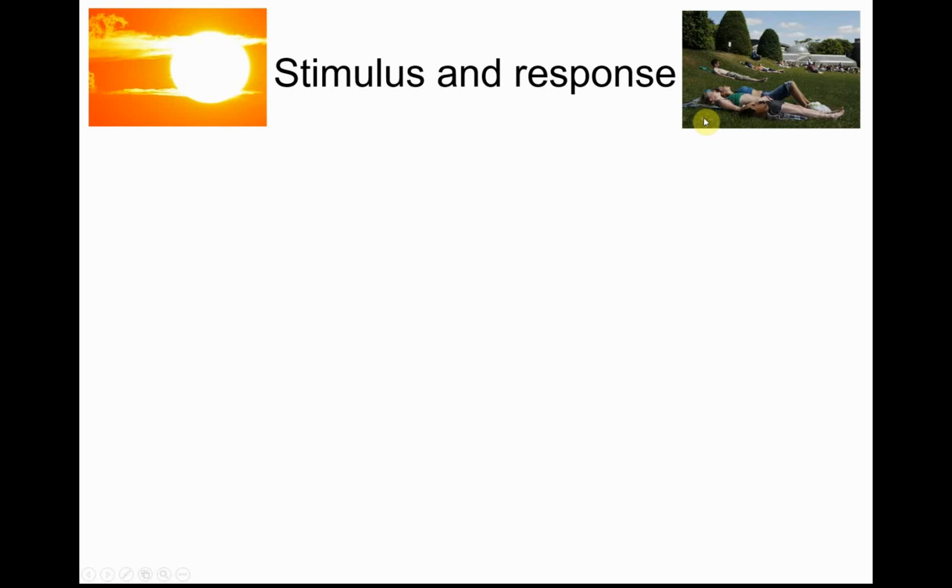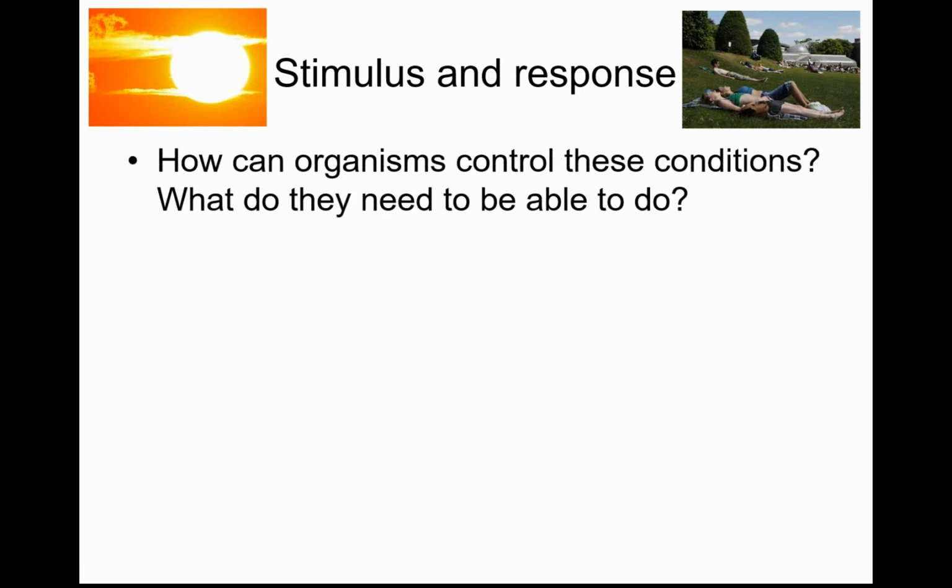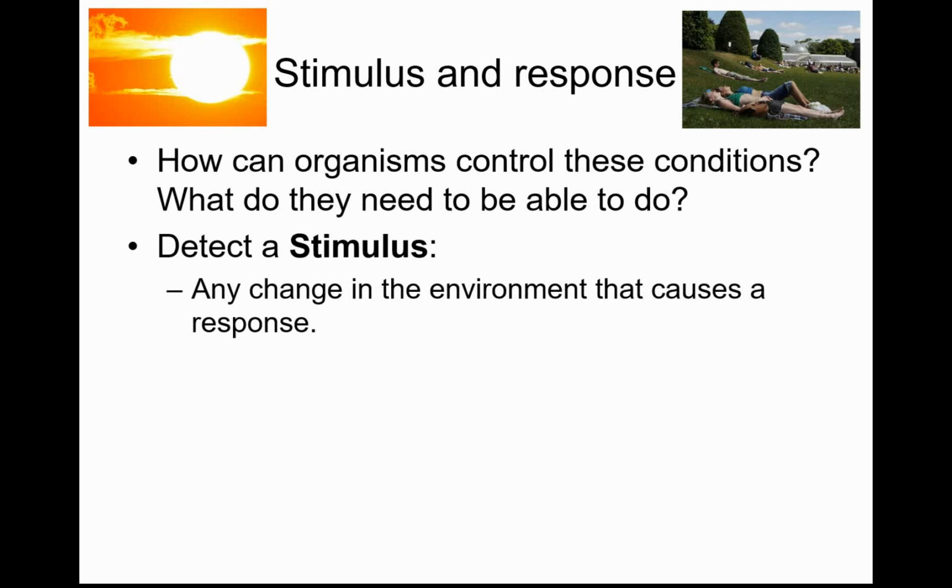Anyway, how can organisms control these conditions? What do they need to be able to do? They need to be able to detect a stimulus. A stimulus is any change in the environment that causes a response. The environment can be internal or external. So it could be the external environment, a sunny day, warm, okay, or it could be internal, so something's going on inside your body.